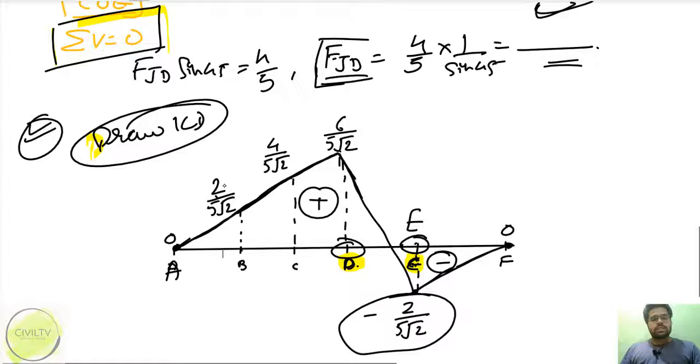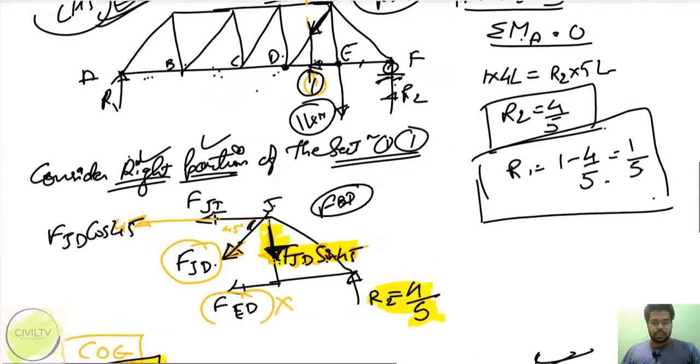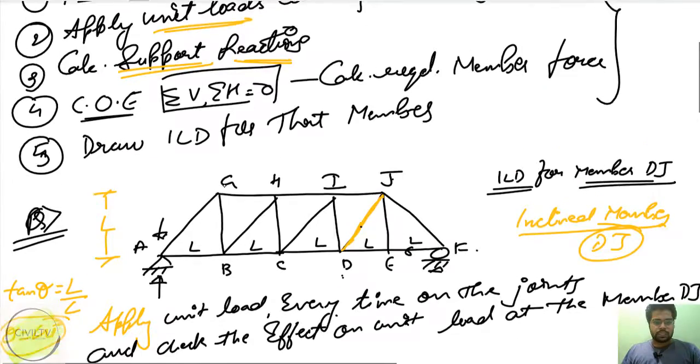So instead of applying unit load at each and every joint, what I will do, I'll apply unit load on joint D and E. Look in the diagram, then you'll understand.